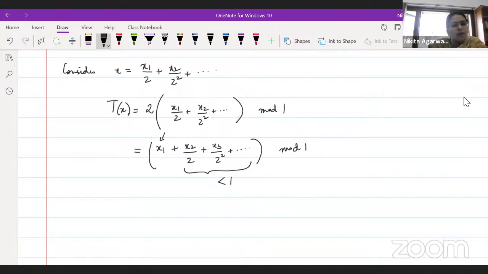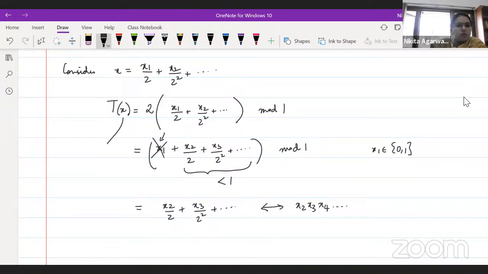Now, what do you know about x1? x1 belongs to {0, 1}. If it is 0, then mod 1 does nothing. But if it is 1, then mod 1 is going to kill this x1. So in any case, this is going to be x2 by 2 plus x3 by 2 square plus so on. But what is the corresponding sequence then? Sequence is x2, x3, x4 and so on.